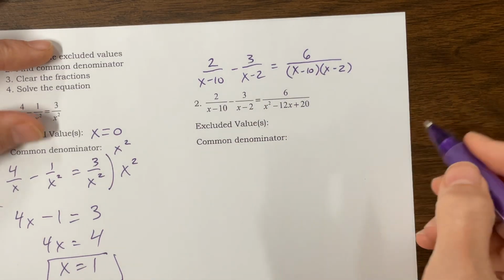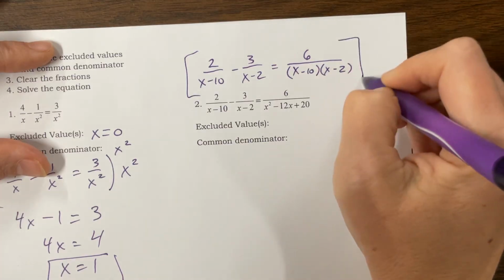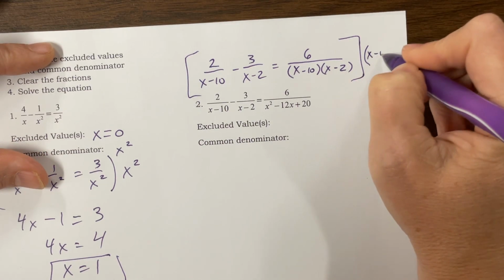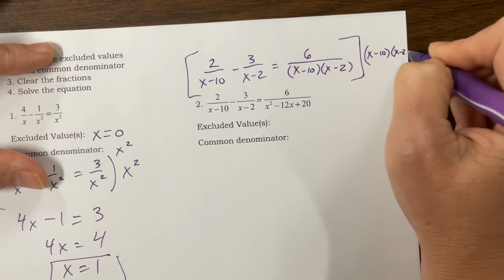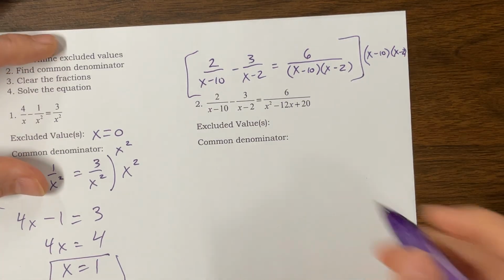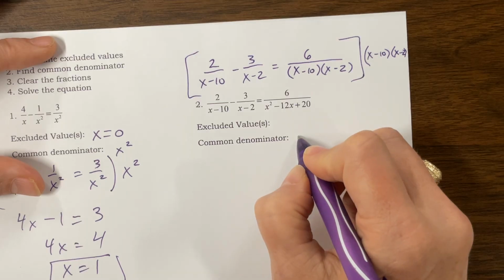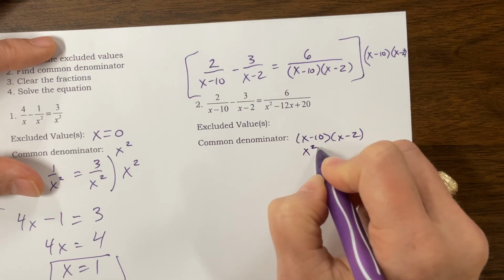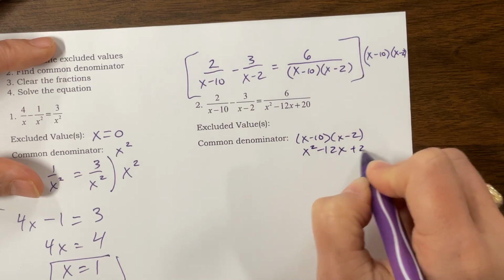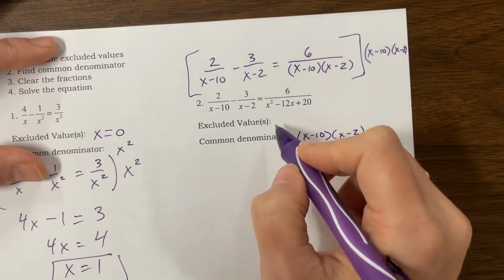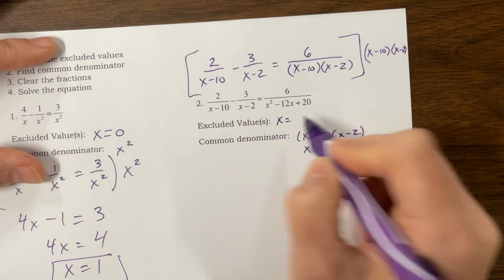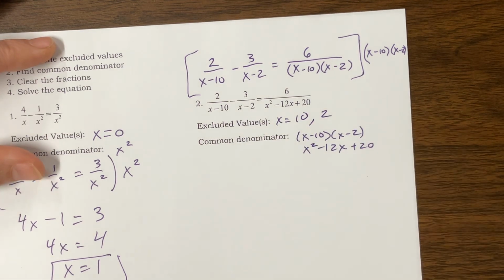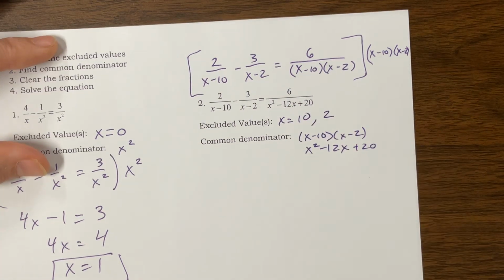And so, sure enough, we're going to multiply everybody by this common denominator of x minus 10 times x minus 2. Oh, I ran out of space. What's my common denominator? Well, x minus 10 times x minus 2, or you could have told me x squared minus 12x plus 20. They're the same thing. Excluded values. You are not Chuck Norris. You can't divide by 0, so we have to exclude 10 and 2. And this other one factors down to 10 and 2 right there also.